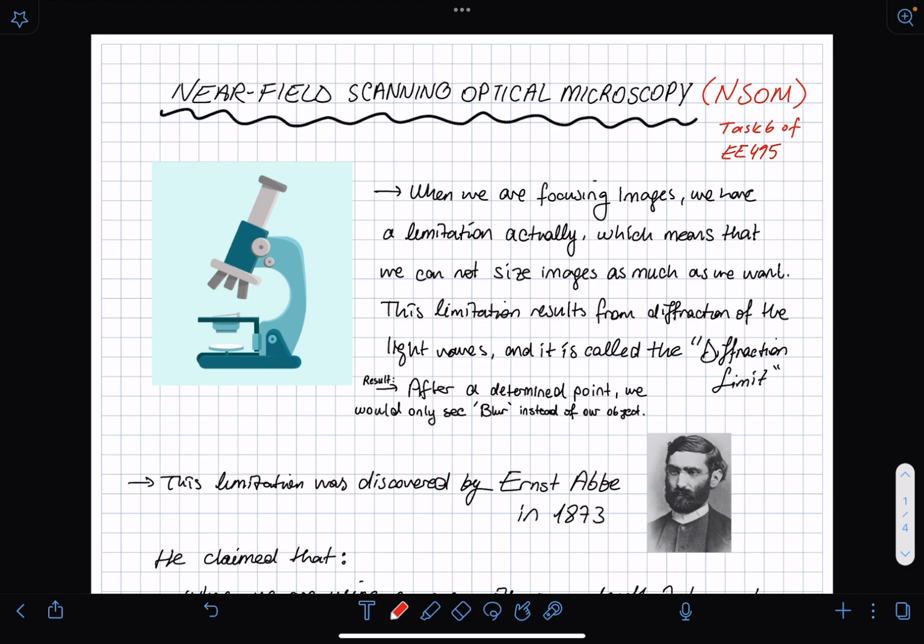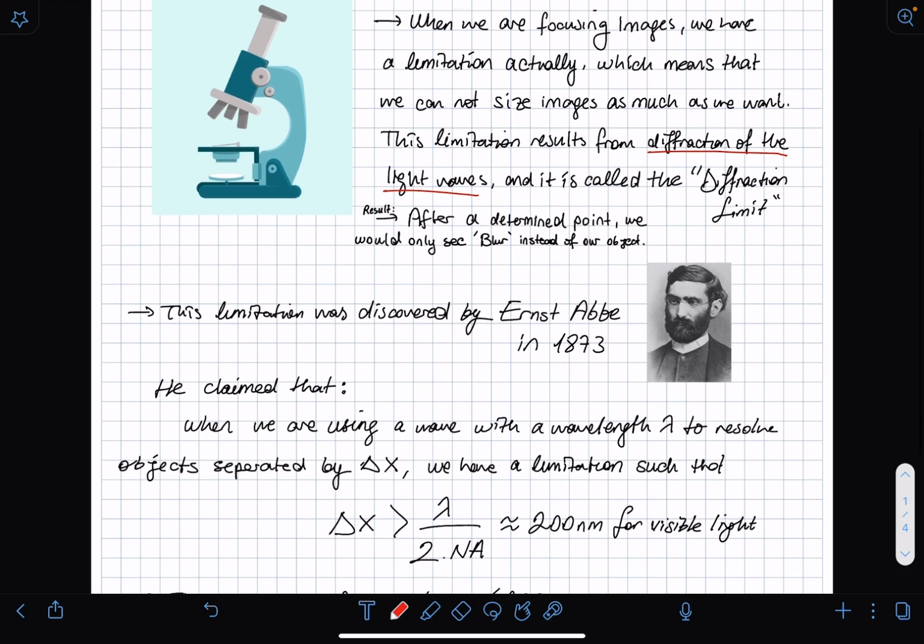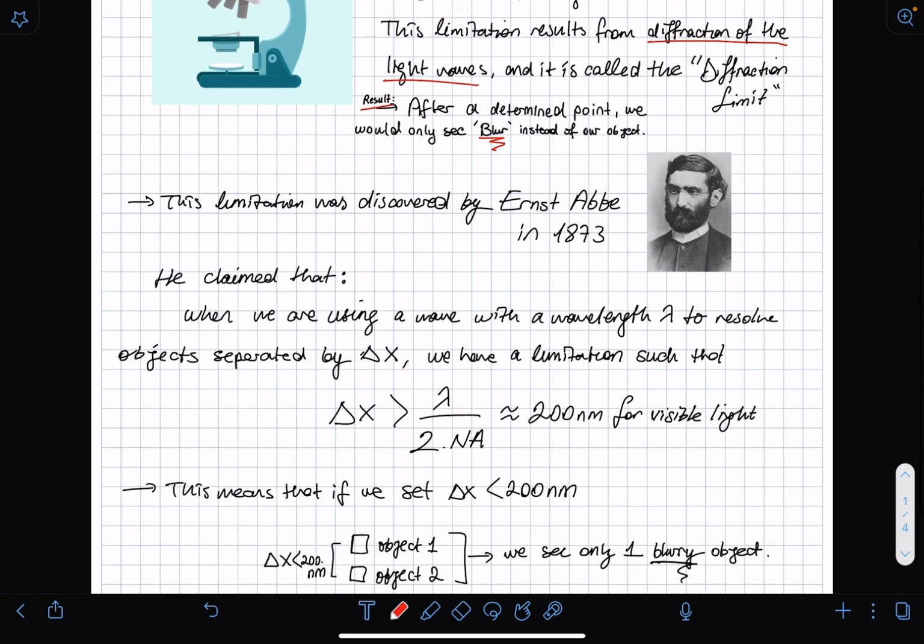Okay, when we are focusing images, we have a limitation, which means that we cannot size images as much as we want. This limitation results from diffraction of the light waves, and it is called the diffraction limit of the light. As a result, after a determined point, we would only see blur instead of our object.